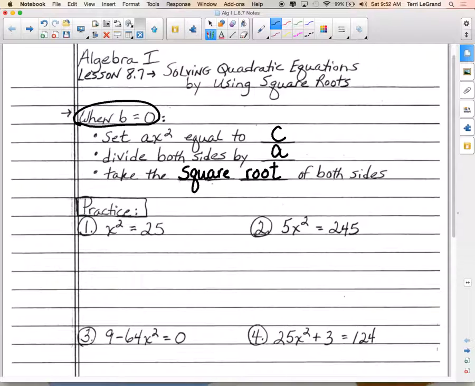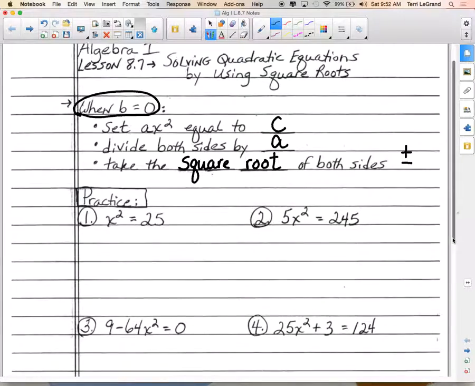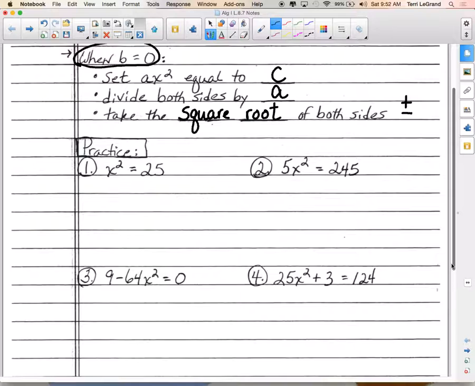And the reason that our goal is going to be to take the square root is because we'll have an x squared term, and when we take the square root of x squared, we get x, which is what we're solving for. Let's be reminded though also that when we do find the square root of something, we have both a positive and a negative square root. We talked about that back in chapter 6. Okay, let's go to practicing.